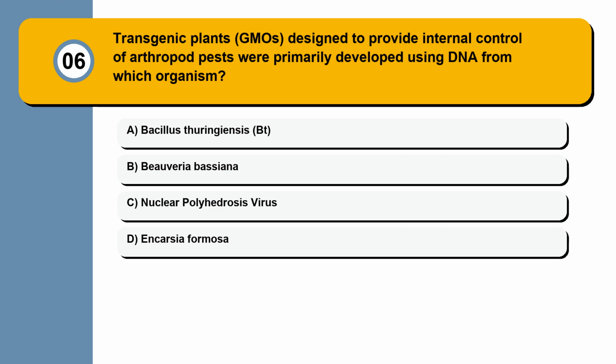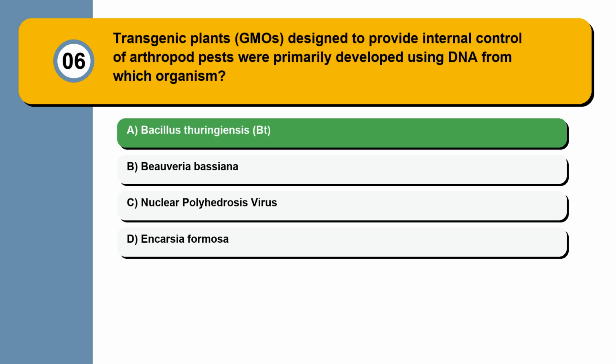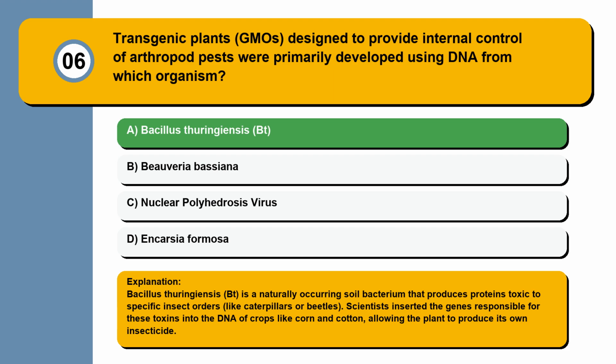Question 6. Transgenic plants, GMOs, designed to provide internal control of arthropod pests were primarily developed using DNA from which organism? Bacillus thuringiensis, Bt, Beauveria bassiana, nuclear polyhedrosis virus, Encarsia formosa. Bacillus thuringiensis, Bt, is a naturally occurring soil bacterium that produces proteins toxic to specific insect orders, like caterpillars or beetles. Scientists inserted the genes responsible for these toxins into the DNA of crops like corn and cotton, allowing the plant to produce its own insecticide.